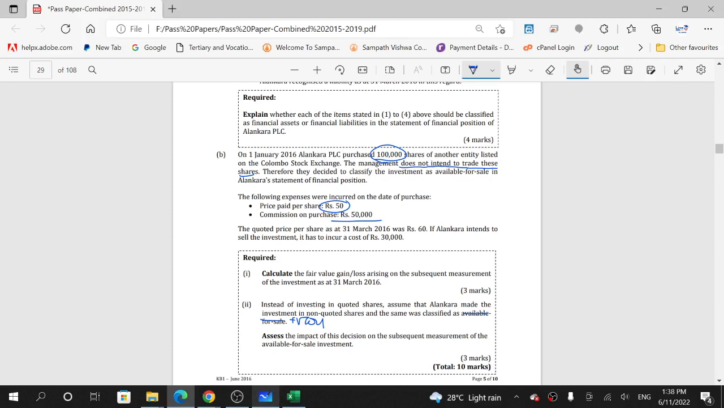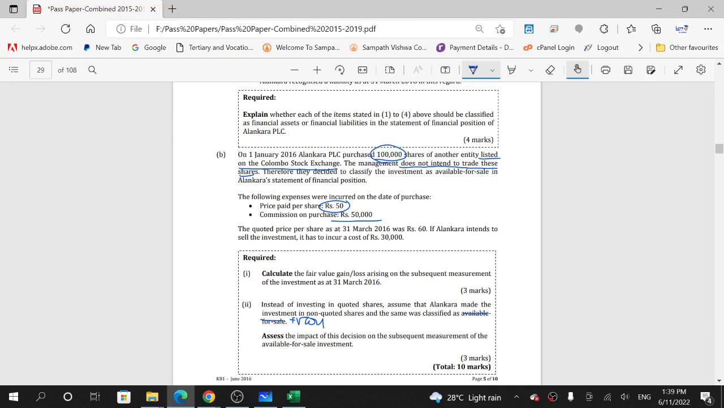Second one: instead of investing in quoted shares, assume that Alankara made the investment in non-quoted shares. Now you can see in this example, they have purchased listed company shares, from a company listed in the Colombo Stock Exchange. When it comes to listed shares, you can get the market value for them, because a readily available market exists.